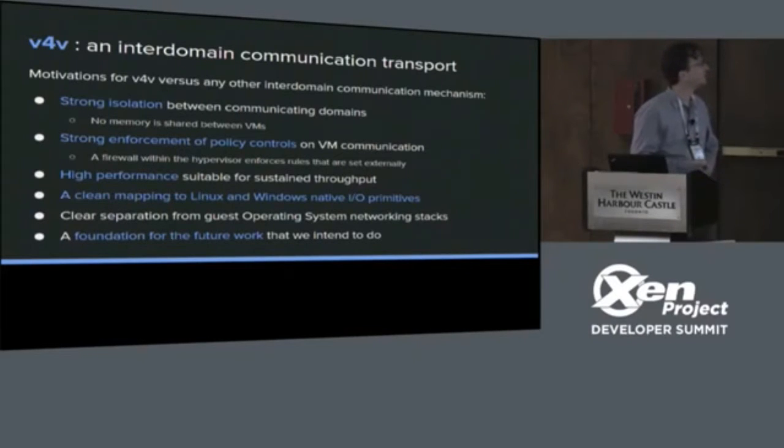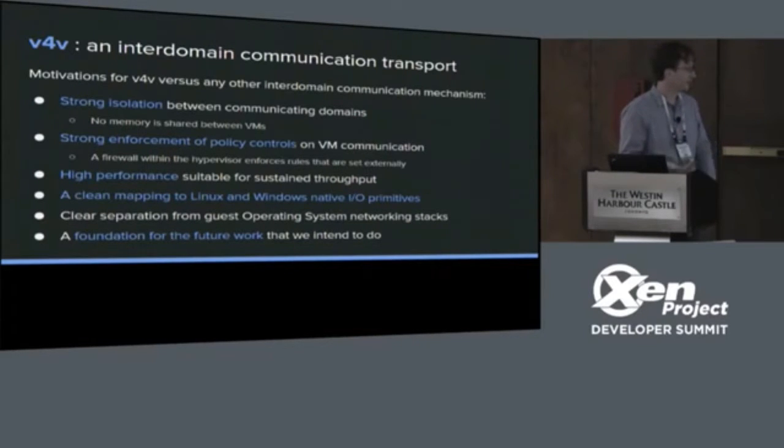The interface that V4V provides to guests maps nicely to both Windows and Linux native I/O primitives. So what that means is that to Linux software developers who are familiar with coding with the Sockets API, the V4V interface is a comfortable fit for that. The semantics are similar, and fortuitously, the Windows interface is also a good fit for the Windows native I/O primitives, which is advantageous.